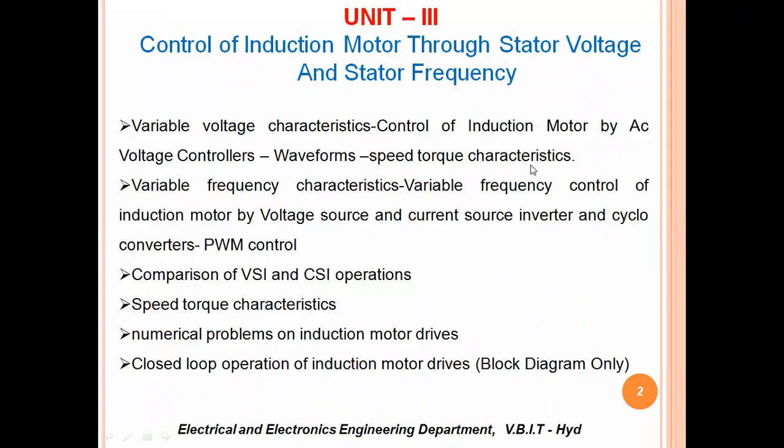While in the wound rotor or the slip ring motor, the rotor also contains a three-phase distributed winding which has the same number of poles as the stator. So simply we can say the stator and rotor of a slip ring induction motor look the same. So this is the difference between the rotor connection for the squirrel cage motor as well as the slip ring induction motor.